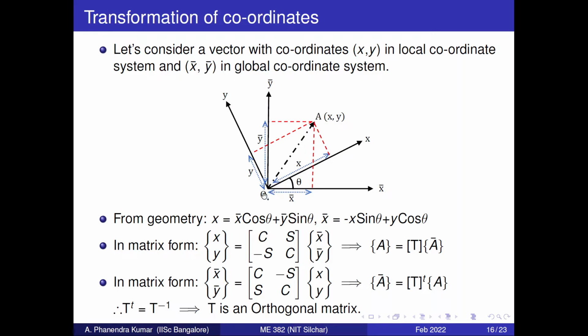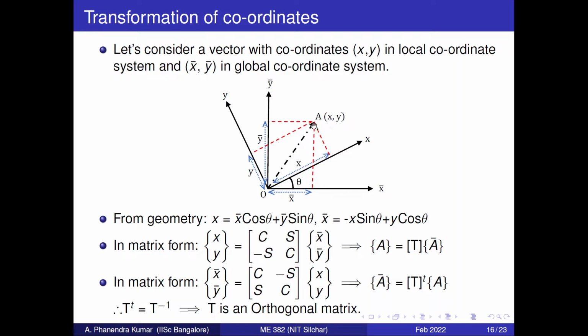Here we are considering a vector OA. O is the origin, and A has the coordinates x comma y if we consider the local coordinate system, and A has the coordinates x bar and y bar if we consider the global coordinate system. So how do we get the lengths? How do we come to know which part is x comma y, and which part is x bar comma y bar?